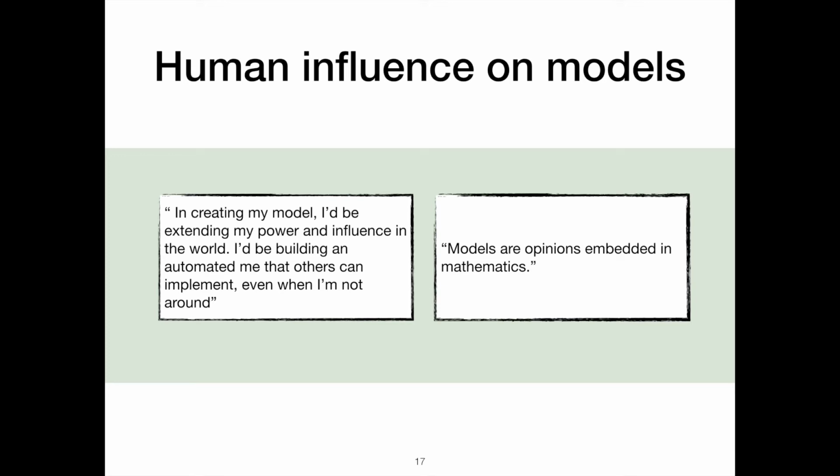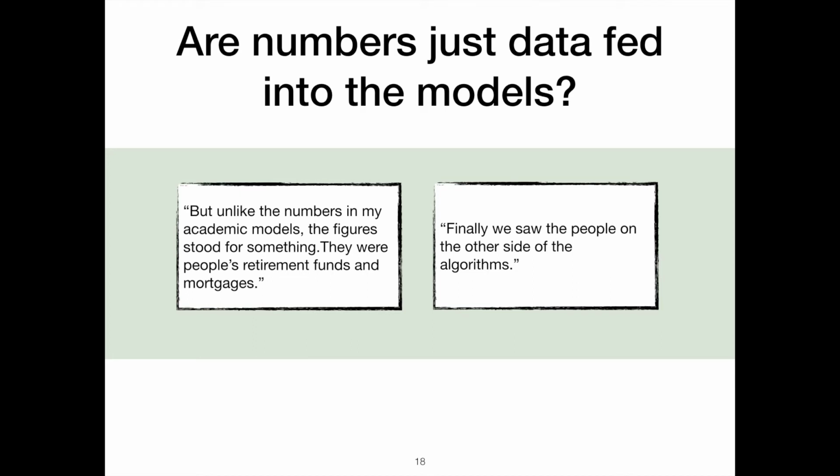In these two quotations from the book, she mentions the fact that human influence on these models cannot be denied. It is highly likely that human prejudice, misunderstanding, and bias are also coded into the model. So models are not simply numbers and equations. That is why she mentions that models are opinions embedded in mathematics. And what seems like all numbers and equations in fact represent humans and maybe their belongings.